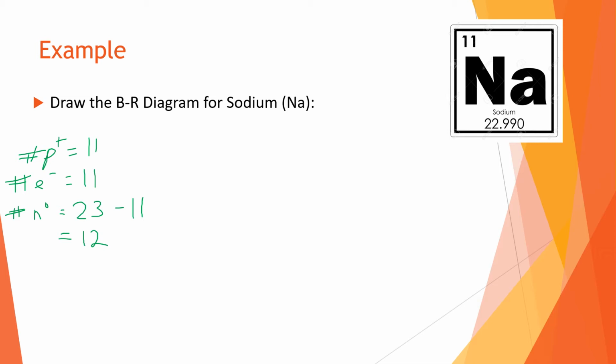So let's draw the Bohr-Rutherford diagram. So remember, first thing are the protons and the neutrons that are just going to be written in the middle as the nucleus. Okay, so I'm going to put 11 protons, 12 neutrons right in the middle there. And then now I'm going to draw my first orbit. And I know my first orbit holds 2 electrons. But remember, we have 11 electrons to place in the orbit. So the first orbit is going to contain 2 electrons. So 1, 2.